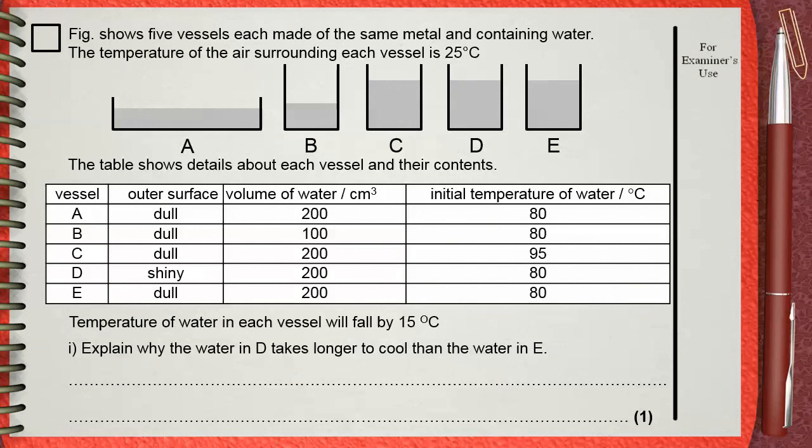The figure shows 5 vessels, each made of the same metal and containing water. The temperature of the air surrounding each vessel is 25 degrees Celsius. The table shows details about each vessel and their contents. The temperature of the water in each vessel will fall by 15 degrees Celsius. I. Explain why the water in D takes longer to cool than the water in E.